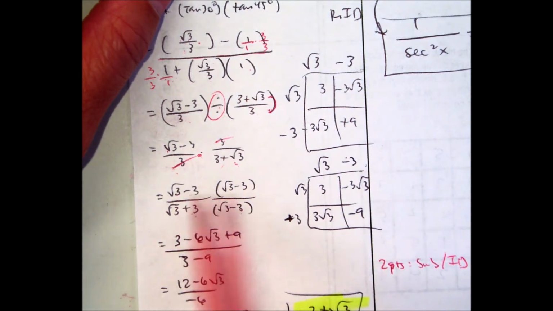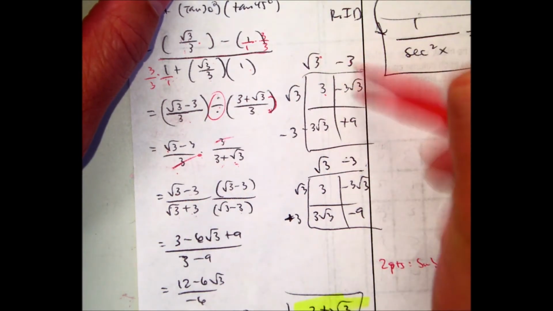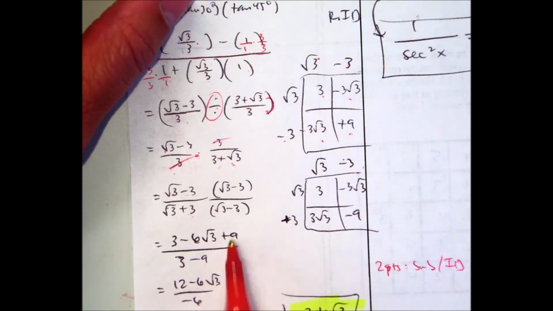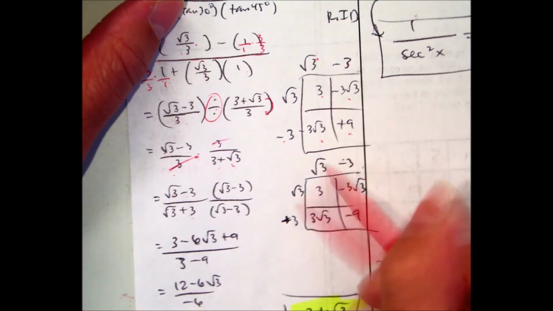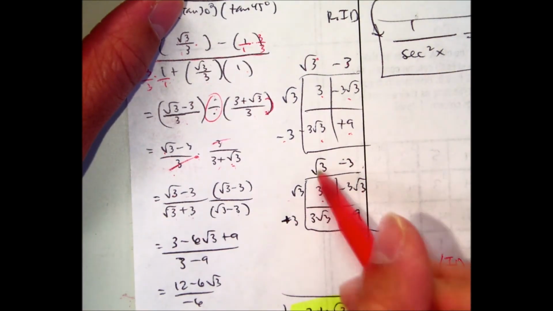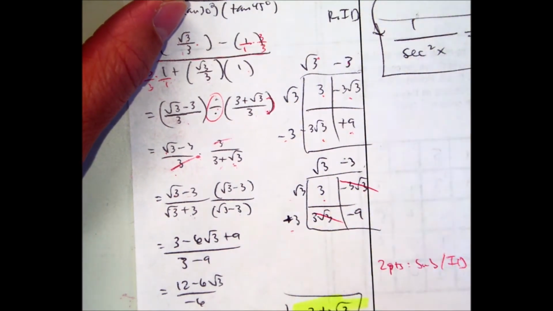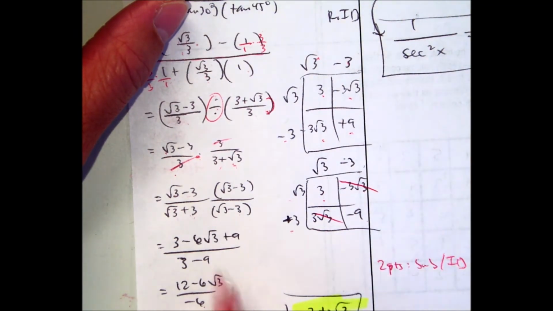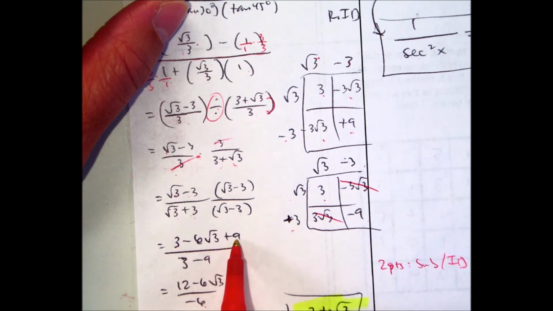When I'm multiplying mine, I get 3, negative radical 3, negative radical 3, positive 9. When I multiply the denominator, I get 3, negative radical 3, positive radical 3, so those will cancel because it's 0, and then negative 9. Add those, I get negative 6. 3 and then positive 9 is 12.